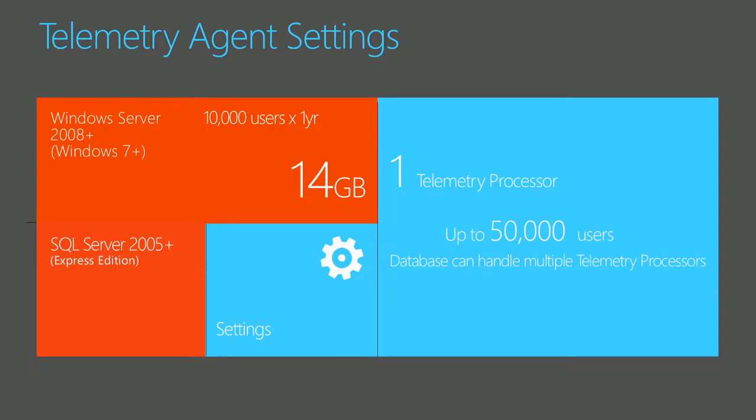Now, again, from a performance perspective, if you have 50,000 users, maybe you want to split it out. It supports up to 10 processors per database. And from an architecture perspective, it's better to have the processor, the server that collects the data, closer to the clients, because it basically gets a binary delta, and then sends it to the database.